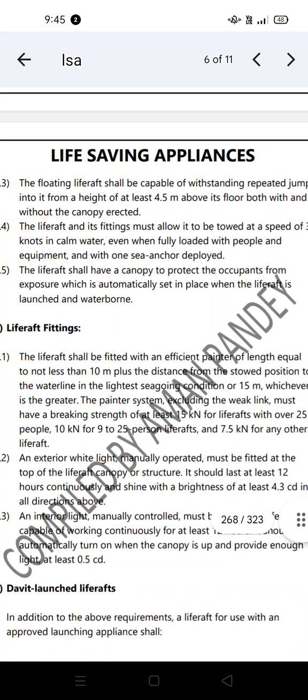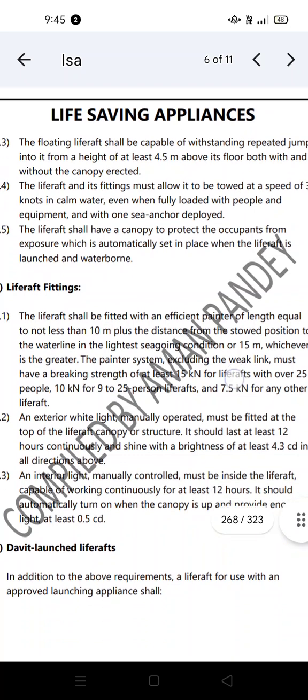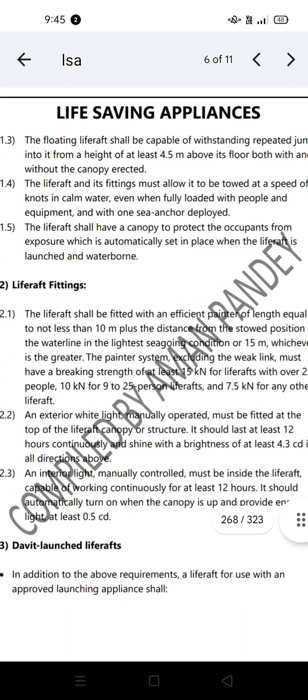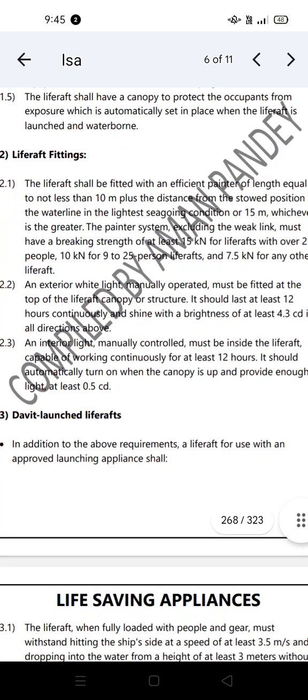The life raft shall be capable of withstanding repeated jumps from a height of at least 4.5 meters above its floor, both with and without any canopy erected. The life raft fitting must be able to be towed at a speed of 3 knots in calm water, even when fully loaded with people. The life raft shall have a canopy to protect the occupants, which stays in place when the life raft is not inflated.